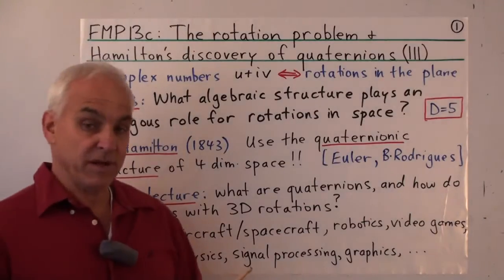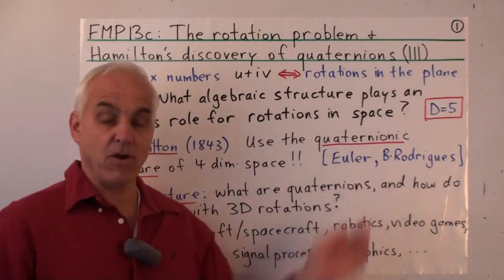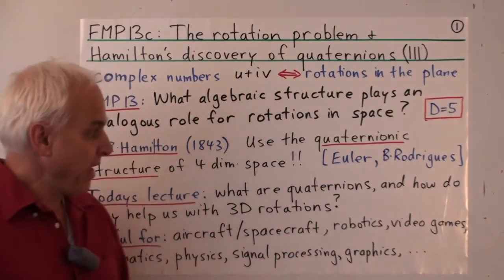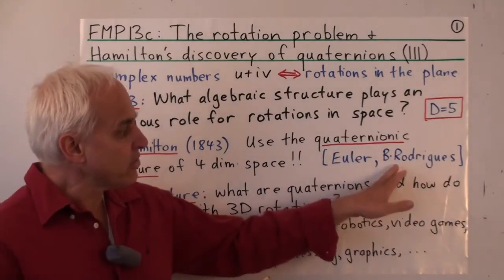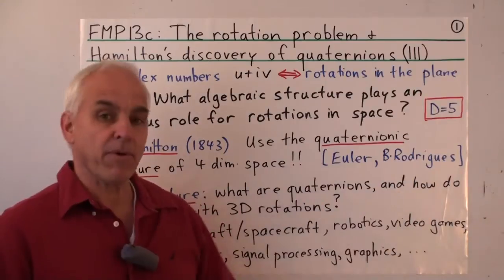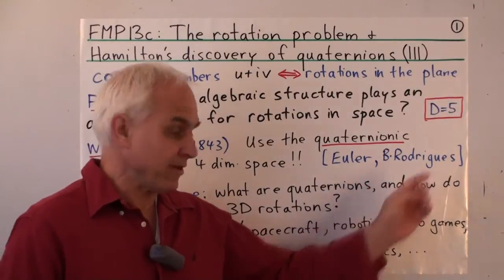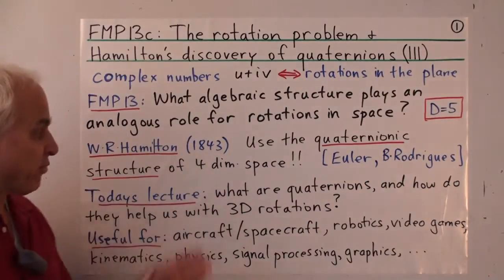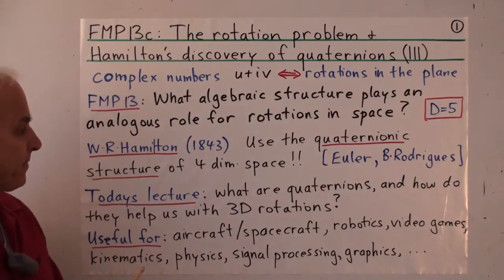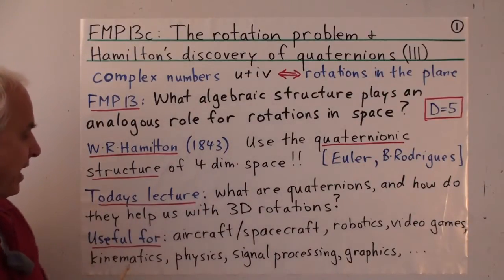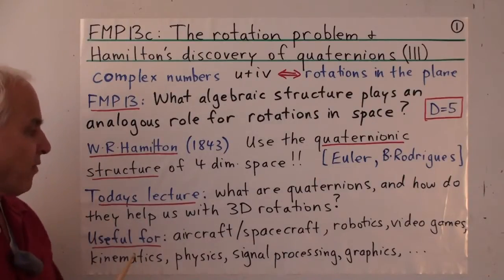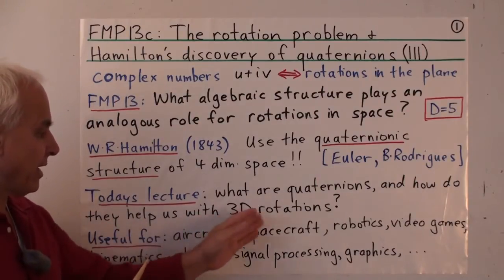Now, rotations in three-dimensional space had already been studied by Euler, who knew quite a lot about them. And aspects of the quaternion structure were also suggested by a paper of B. Rodriguez. That was prior to Hamilton's discovery. So in today's lecture, we're going to introduce quaternions and sort of orient us towards how we're going to use them for three-dimensional rotations.